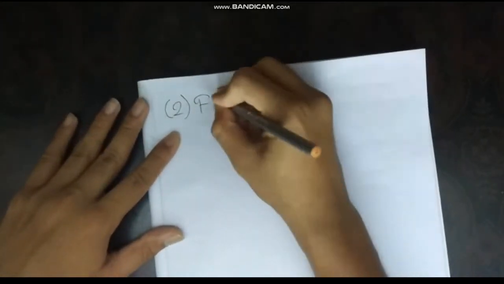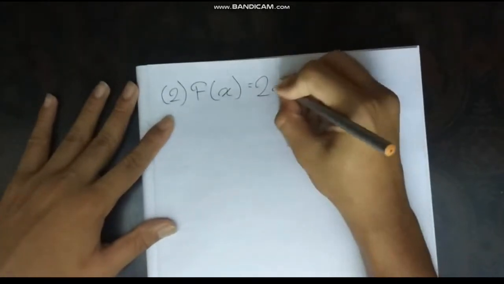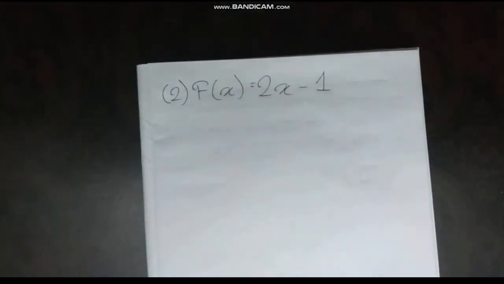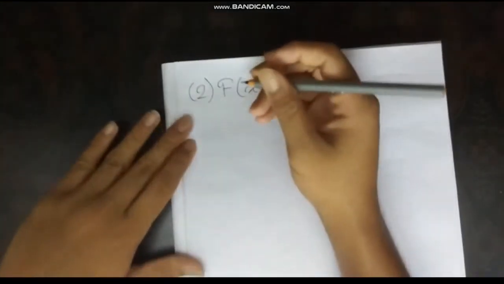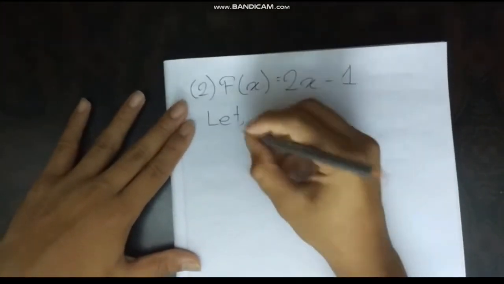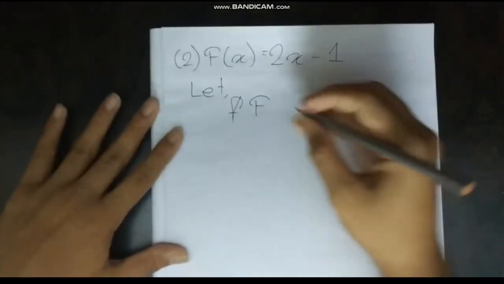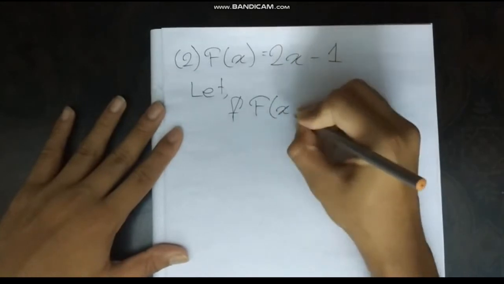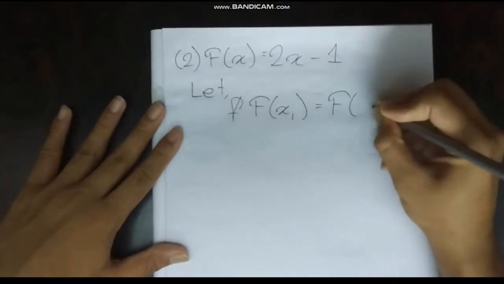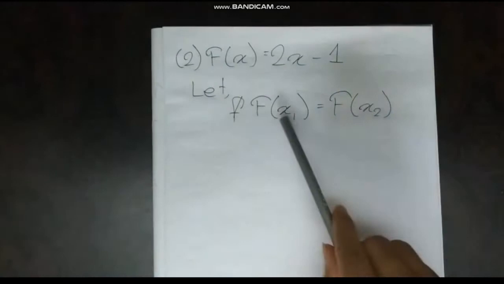Okay, now the function, the number 2. Let me rewrite the function again. f of x is equal to 2x minus 1. Let us presume that, okay, my mistake, f of x sub 1 is equal to f of x sub 2.